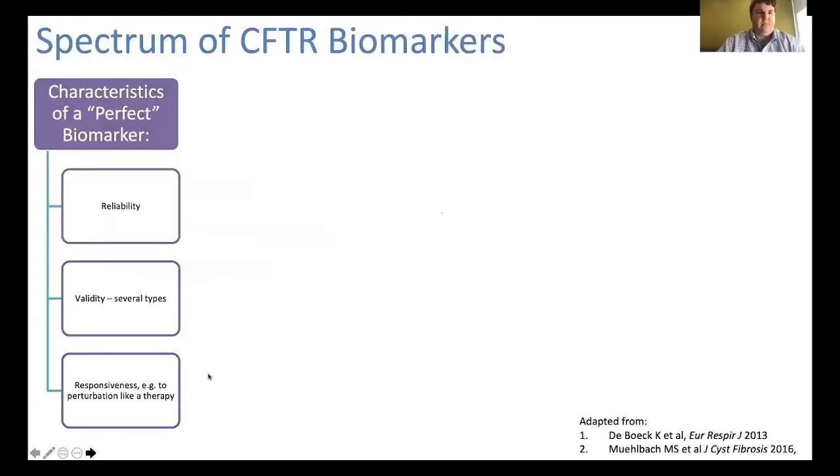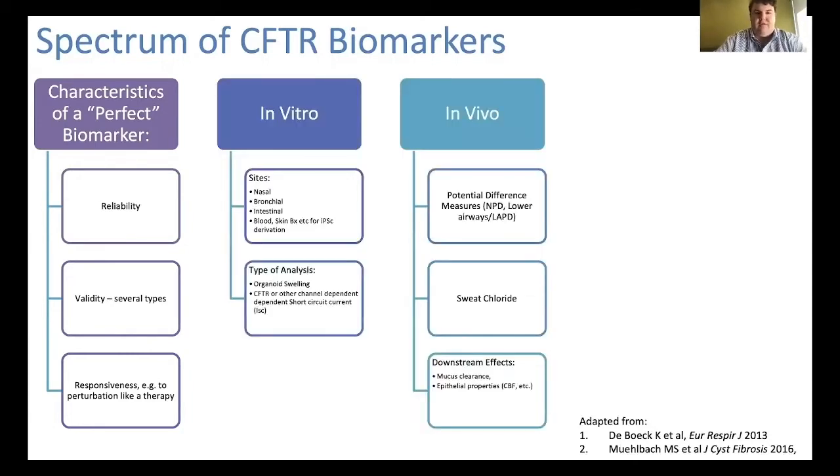So there are several characteristics of a, quote, perfect biomarker, which include reliability, several different types of high tier validity, and responsiveness, or how likely the perturbation in the biomarker responds to a therapy. Of course, there are no perfect biomarkers, but there is a large menu, which I'll review next, of in vitro measures, which include collection from sites including nasal, bronchial, intestinal, and blood or skin for iPSC or induced pluripotent stem cell derivation. And then there are multiple types of analyses that can read out CFTR function either directly or indirectly.